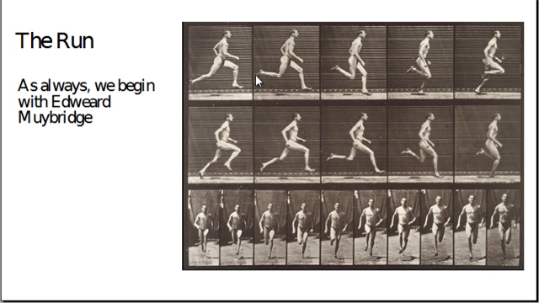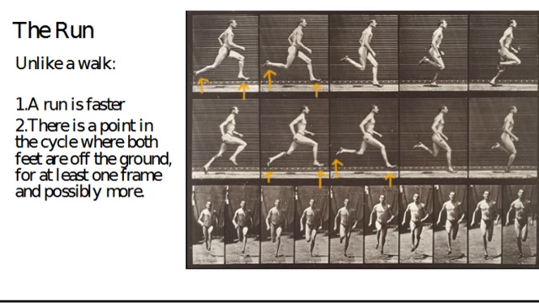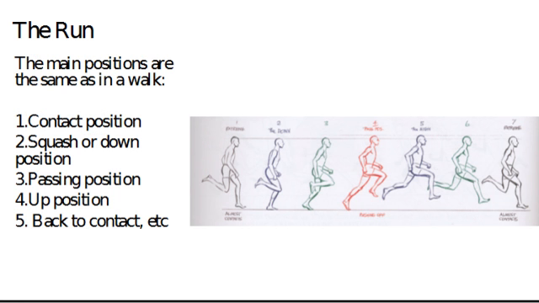And you can see here from this run cycle of this man running that there is a point when both feet leave the ground, and you can see that point in these photographs, and that's the key difference between a walk and a run. A run is faster than a walk, and at some point in the cycle, both feet will be off the ground. So you can see that here in this annotated version of Muybridge's photographs, I've indicated where the feet are leaving the ground during the course of the cycle. So that's the big difference. Speed and being in the air.